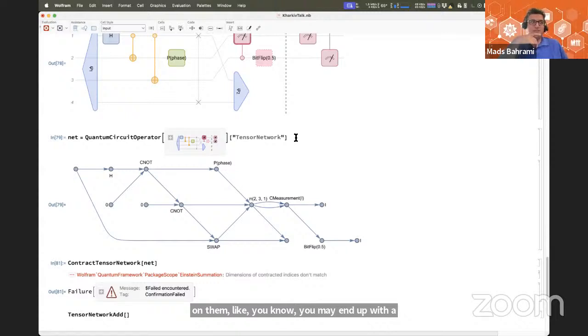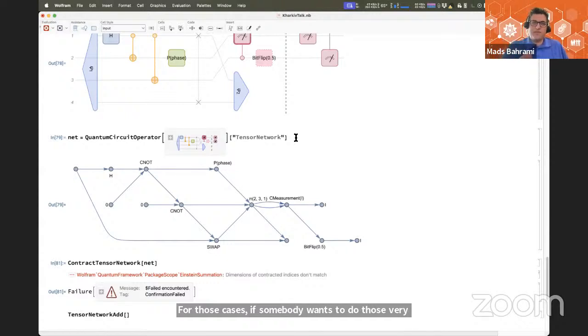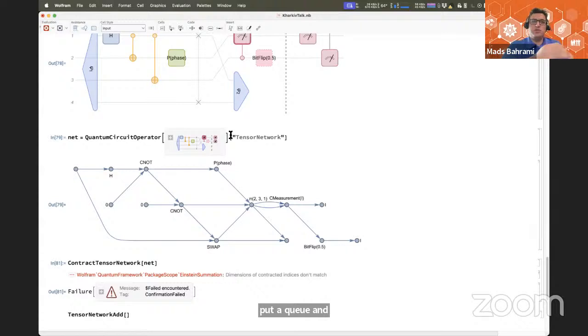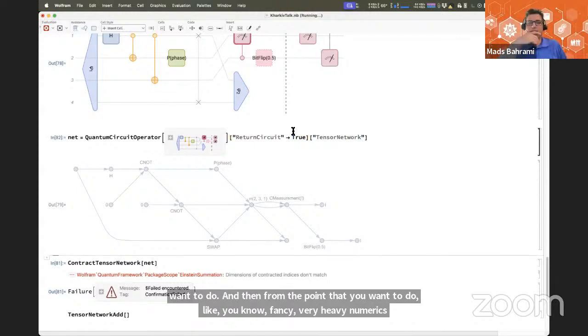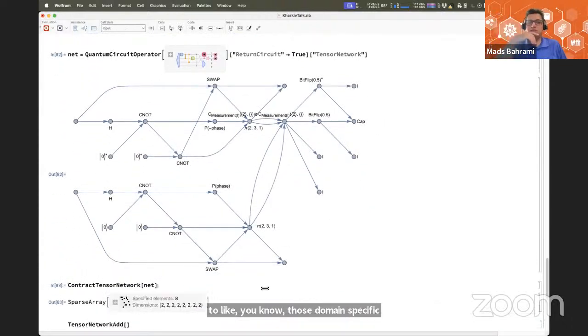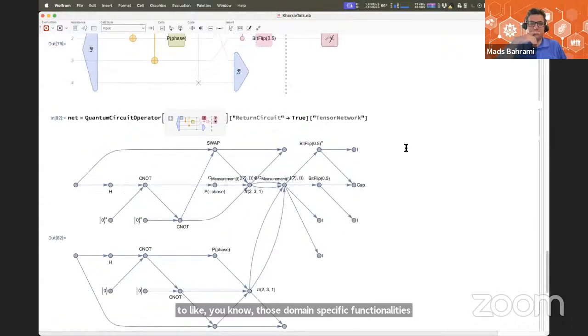For those cases, if somebody wants to do very fancy things, in Wolfram Mathematica you can seamlessly work with any other programming language. We always recommend, for example, CUDA-Q and all those libraries. You can easily start here, do all your prototyping, and from the point that you want to do very heavy numerics, just switch to those domain-specific functionalities that are best designed for that very specific purpose. I hope we answered the question.